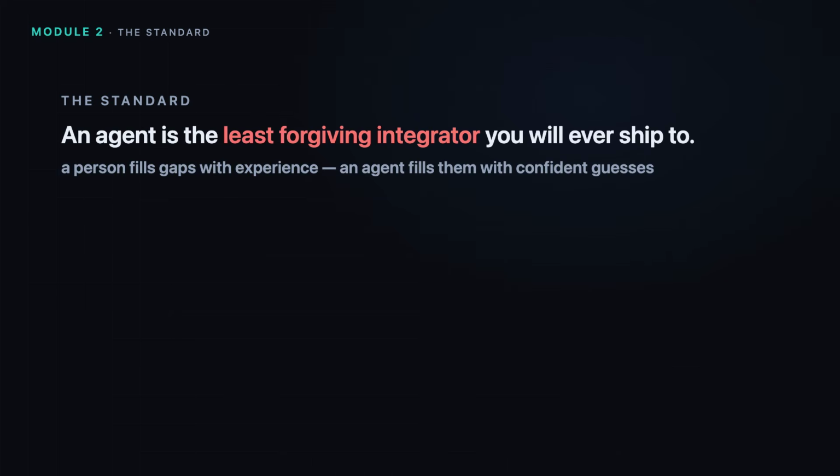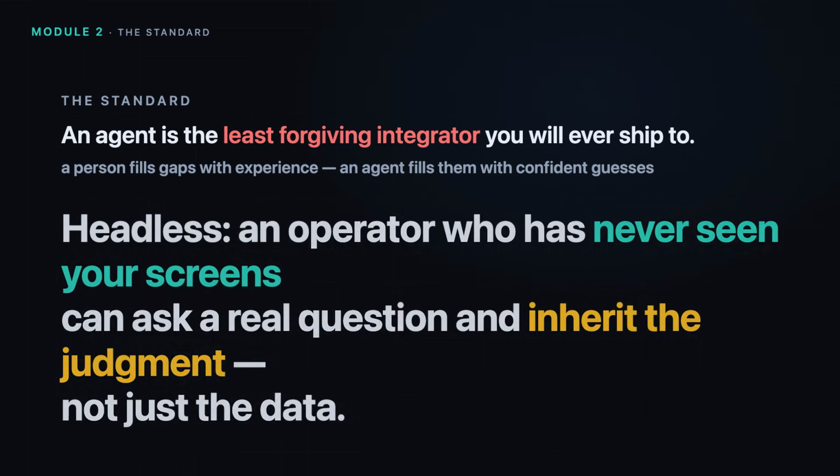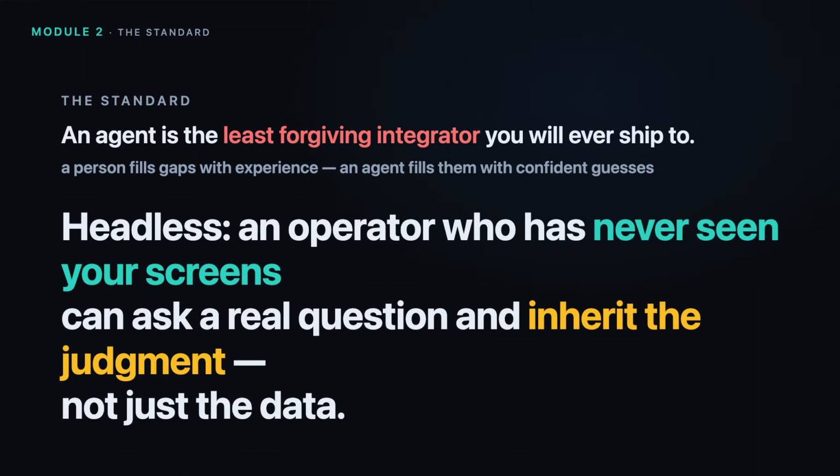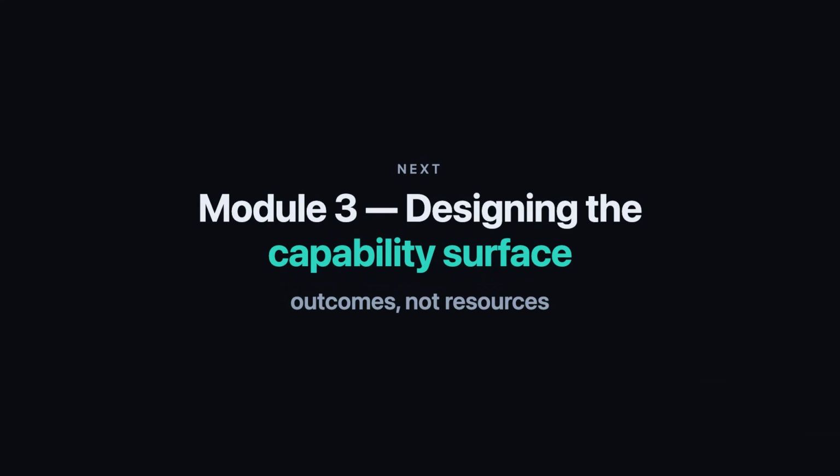An agent is the least forgiving integrator you will ever ship to. A person filled your product's gaps with experience. An agent fills them with confident guesses. Your product is headless when an operator who has never seen your screens, human or machine, can ask it a real question and inherit the judgment, not just the data. Next module, how you actually design that surface.